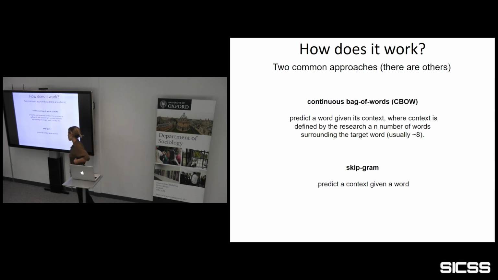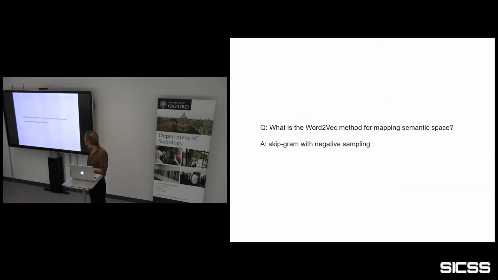The other way is skip-gram. Predict the context given a word. You're given a word, tell me what other words might occur around it. This is probably not intuitive quite yet as to how it works, but we're going to describe that.